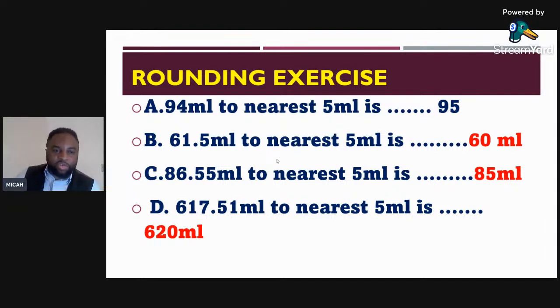With D, you have 617.51. Again, either way, we have 615 and 620 on either side of 617.51. Where is the halfway point? The halfway point is actually on 617.5, which this number is sitting on exactly. So we have to go up in this case, because 617.5 is the halfway point between 615 and 620. So if it's on the halfway point or more than the halfway point, you go up.